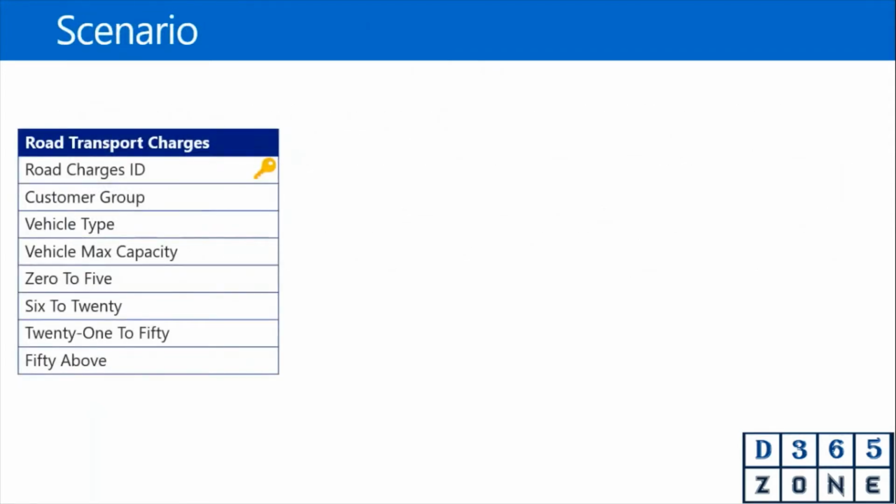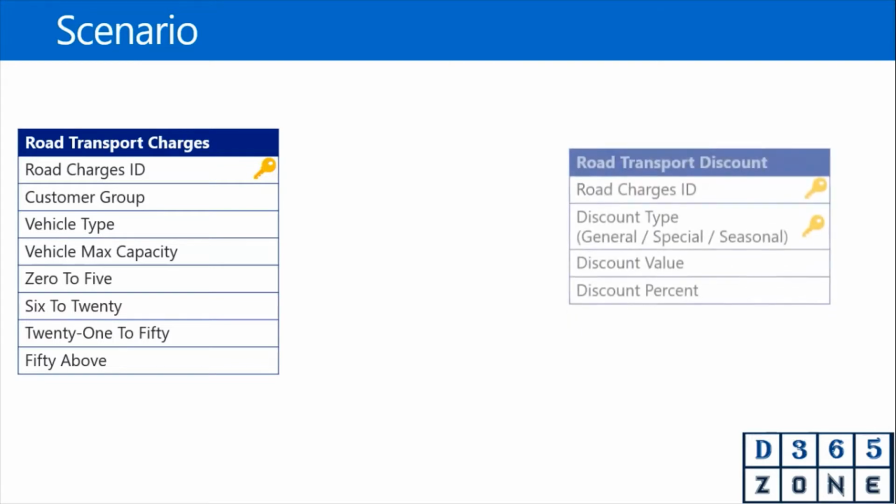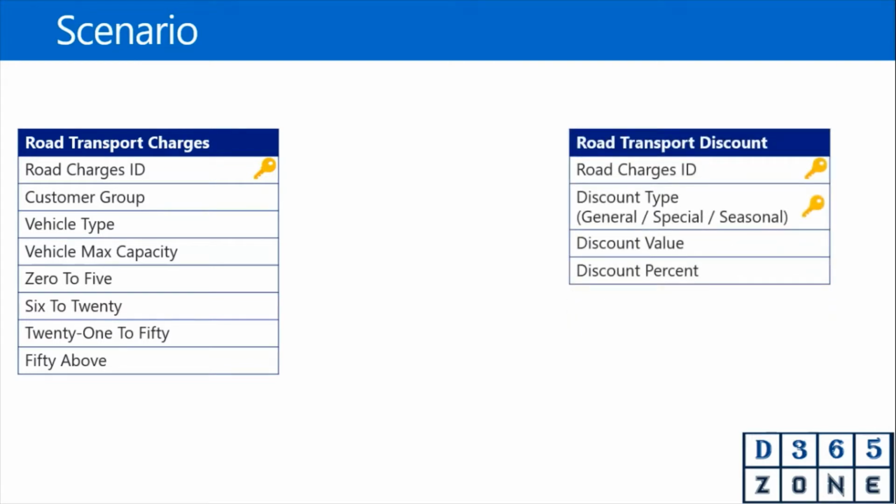We had road transport charges. The road transport charges has the charges ID, customer group, and vehicle type, and if you attended the last session, we created the entity for these fields, where road charges ID is the primary key. In this example, I'm going to create one more table, which is going to hold the discounts. I'm going to provide multiple discounts: a general discount, a special discount, and a seasonal discount.